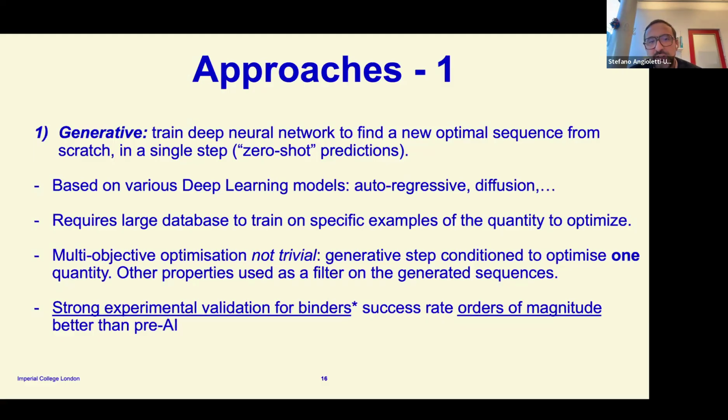Now, the advantage of the generative approaches is that, at least for protein design, they actually have very strong experimental validation. So if you want to make proteins that bind to other proteins, the success rate, measured in terms of how many of the generated proteins are really confirmed by experiment, is at this point basically orders of magnitude better than what we were able to achieve before the use of AI at all.